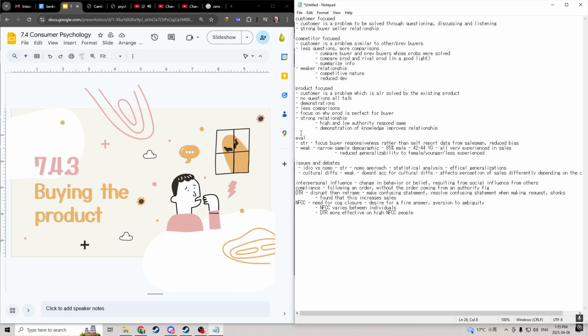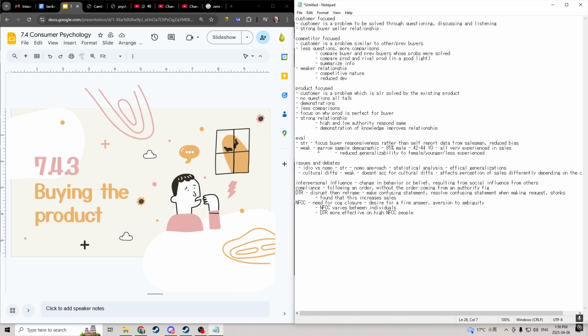Let's evaluate them. So this was all research done by this one French guy, Vecchianati, or whatever his name was. So one strength is that they focused on buyer responsiveness rather than self-report data from salesmen, and this really reduces the bias because people found that salesmen will normally oversell themselves, say that they sell stuff better when they don't. So focusing on buyer responsiveness removes that bias.